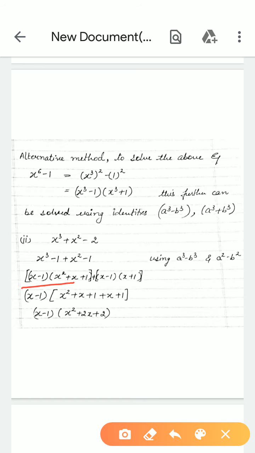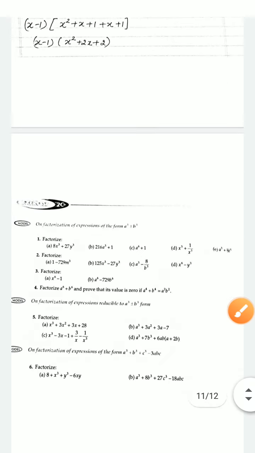In the last two terms, we have x square minus 1, that is (x minus 1)(x plus 1). Among all these terms, we see x minus 1 is the common factor, taking x minus 1 outside the bracket. Inside we have x square plus x plus 1 and x plus 1 from the second bracket. So combining the like terms, x minus 1 remains as it is, and x square plus 2x plus 2 is the factorization of the given polynomial.